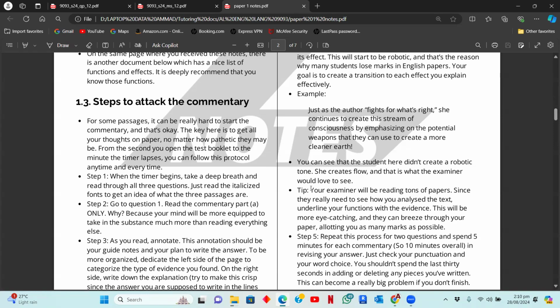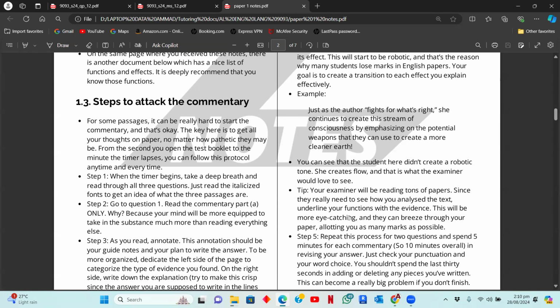Okay, what's the tip over here? The examiner will be reading tons of papers, so they really need to see how you analyze the text. Underline your functions with the evidence. This will be more eye-catching and they can breeze through your paper, allotting you as many marks as possible. So if you think you're making an important analysis, you can underline that information with a pencil. That's going to give more attention to that particular phrase or that particular sentence.